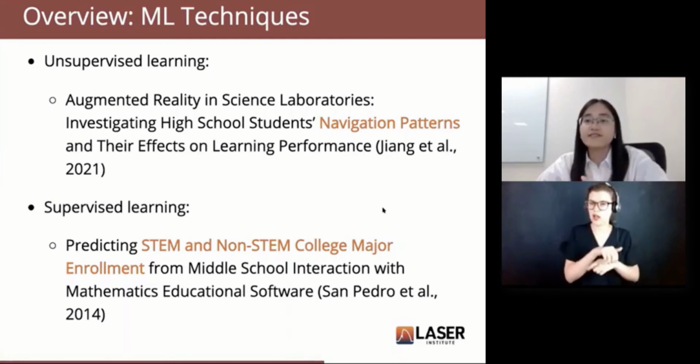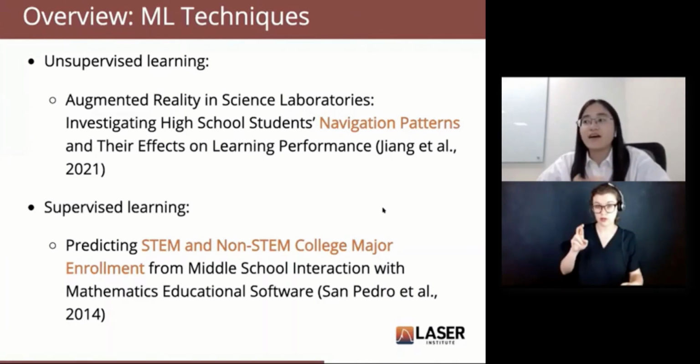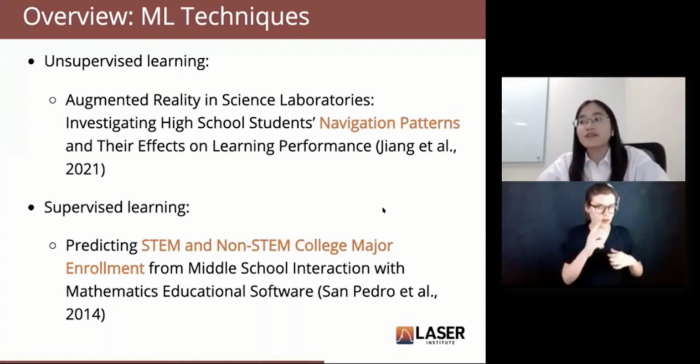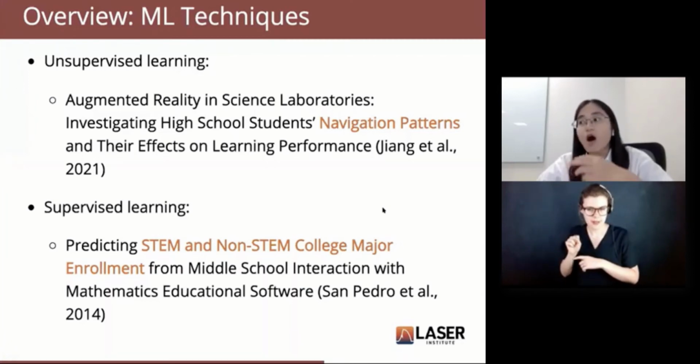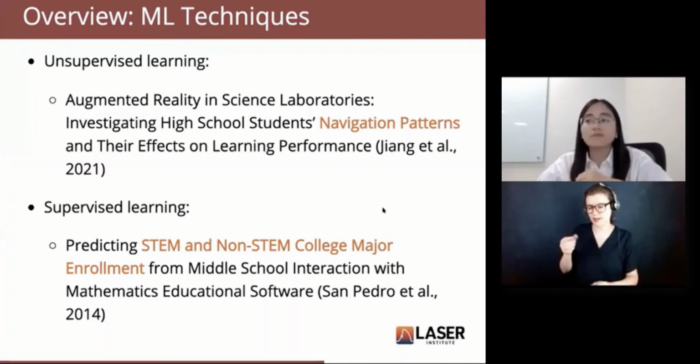And for instance, in one study, our group used a clustering algorithm to identify students' navigation patterns in AR, augmented reality science labs, with log data of students' processes of conducting science experiments. And supervised learning is a machine learning approach that's defined by its use of labeled data sets. And these data sets are designed to train or supervise the algorithms into classifying data or predicting outcomes accurately.